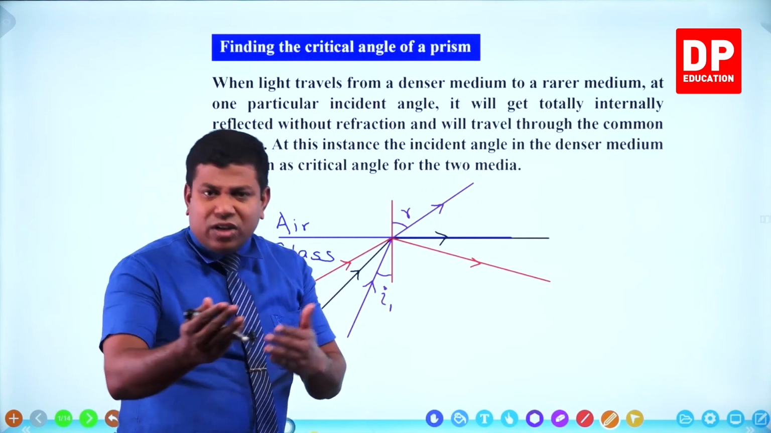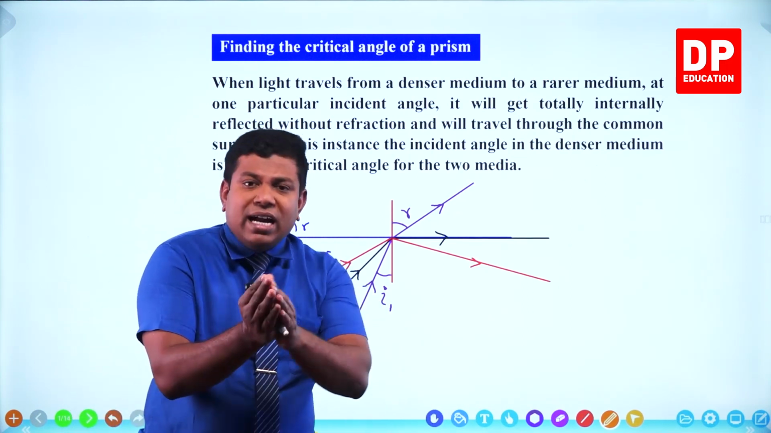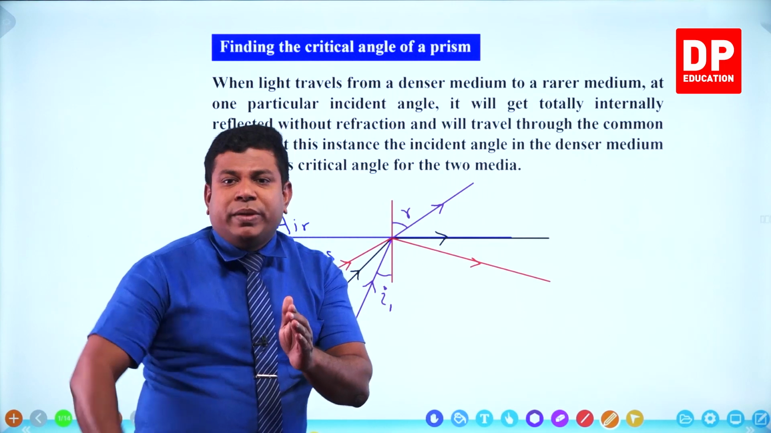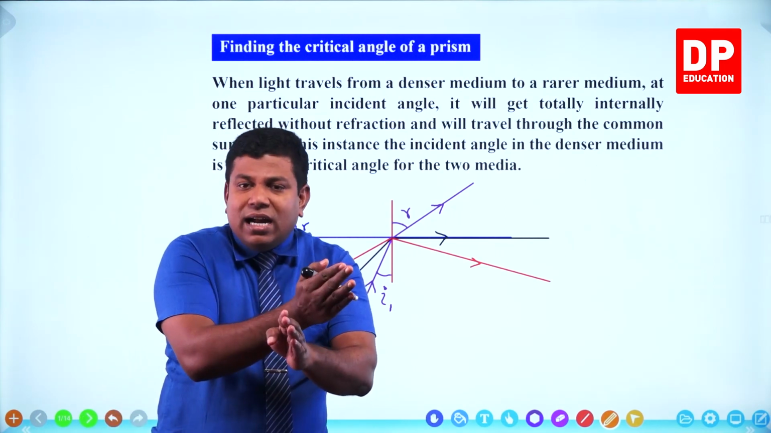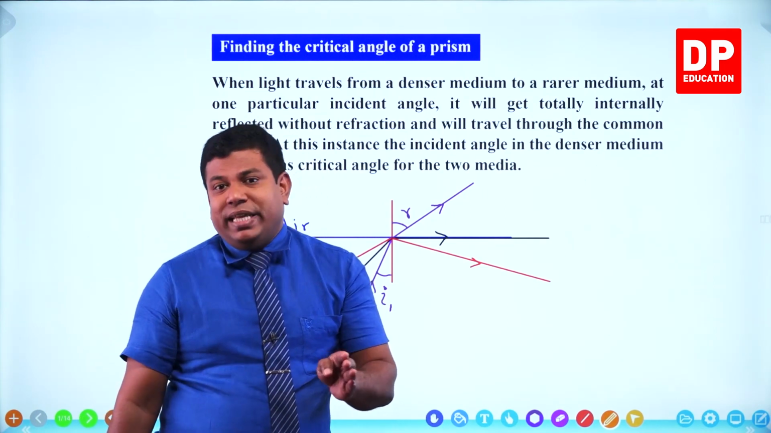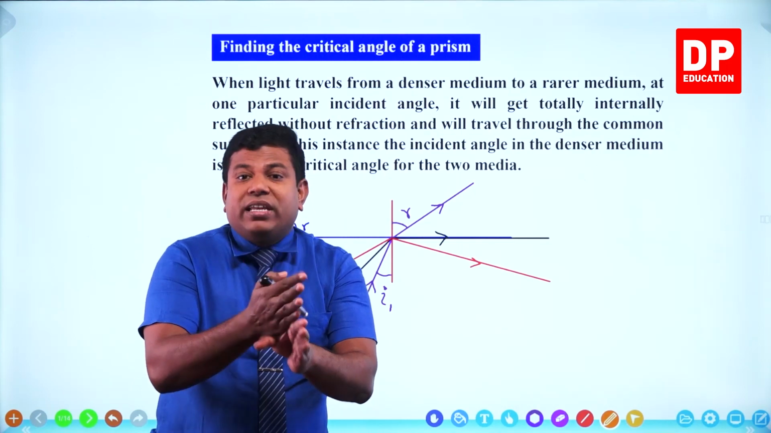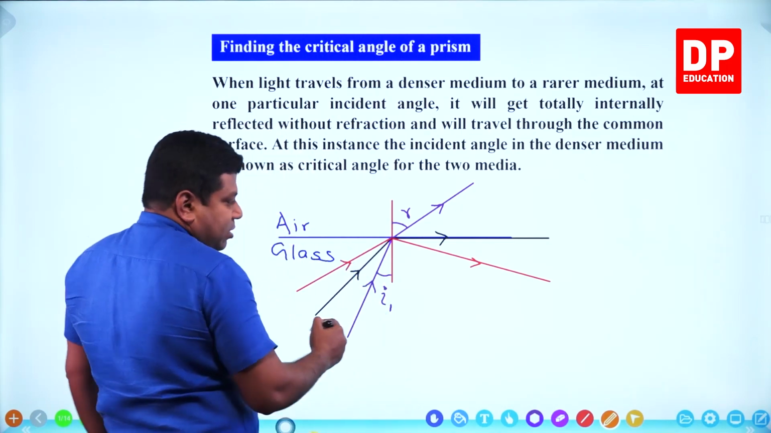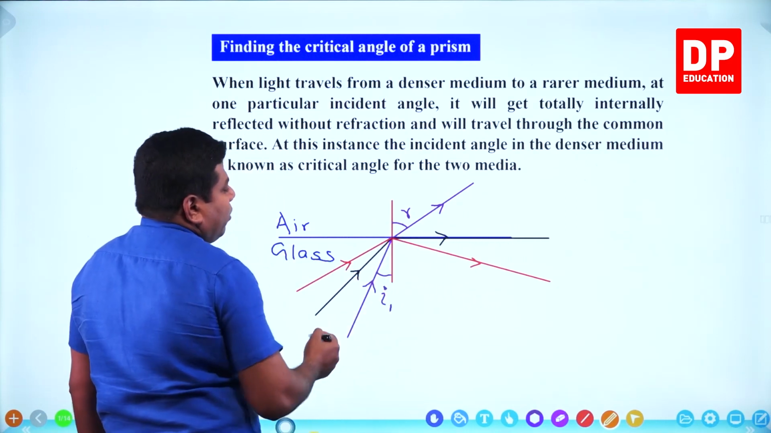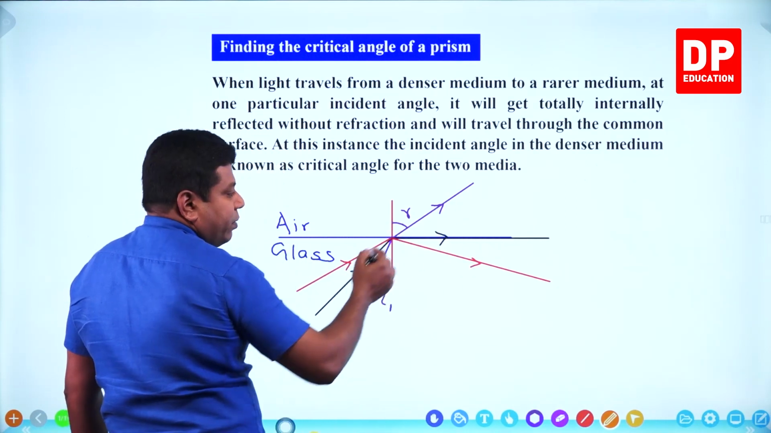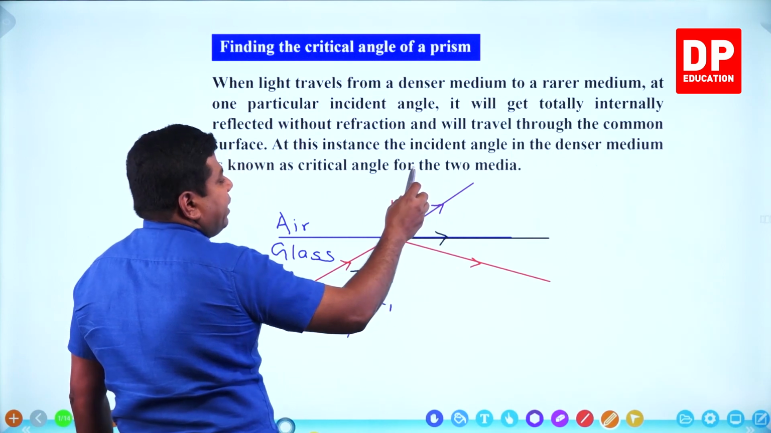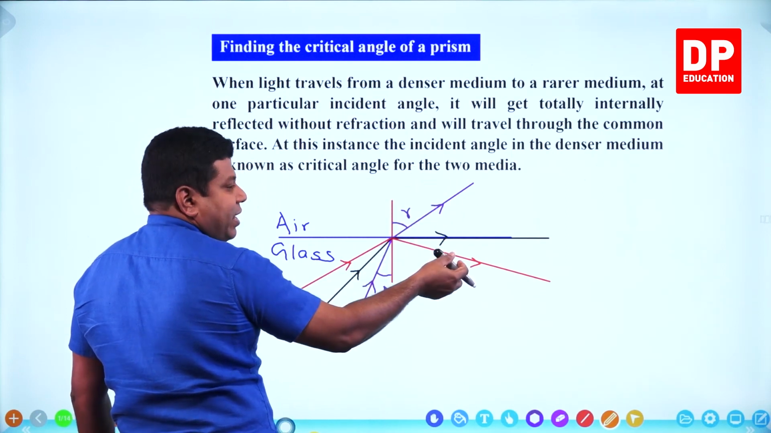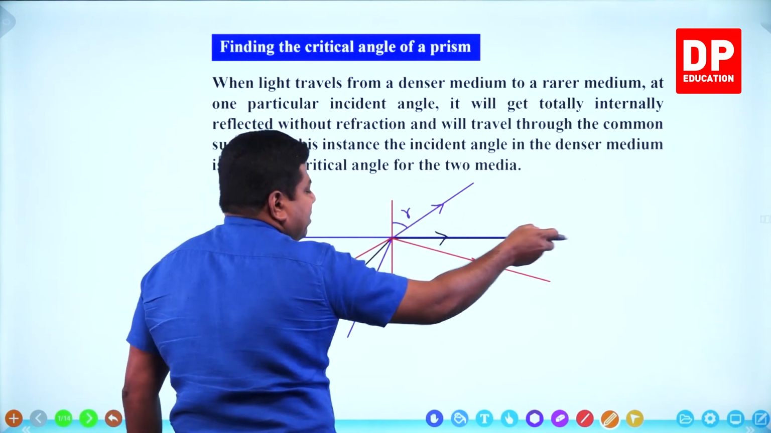So there has to be a cutoff point. Up to an angle, it emerges to the next medium. Beyond that angle, it doesn't emerge into the next medium. That cutoff point is what we call the critical angle. At that cutoff point, this black color ray you can see, that's how the ray would travel. It doesn't emerge into the next medium. It doesn't get reflected as well. It travels in the common surface.